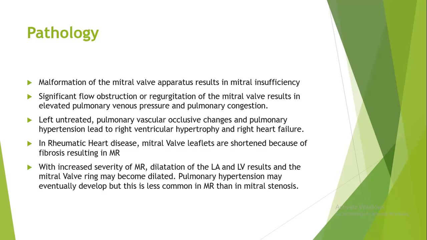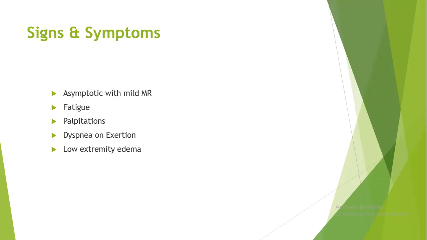In rheumatic disease, mitral valve leaflets are shortened because of fibrosis, resulting in mitral valve regurgitation. With increased severity of mitral regurgitation, dilatation of the left atrium and left ventricle results, and the mitral valve ring may become dilated. Pulmonary hypertension may eventually develop, but this is less common in mitral regurgitation than in mitral stenosis.